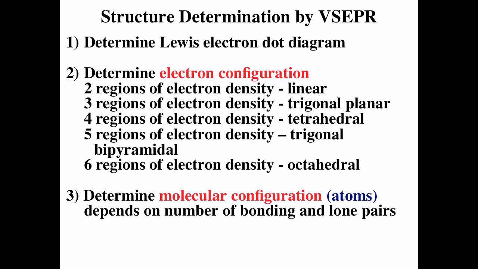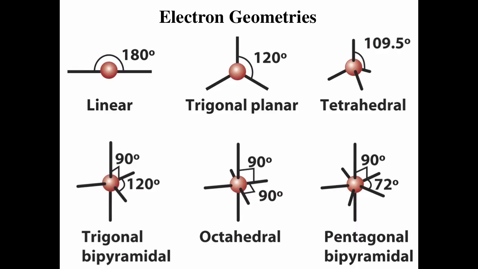Molecular configuration or molecular shape, you're just looking at the atoms. And so for electron geometries, if you have two regions of electron density, that would be linear with a bond angle of 180. If you have three regions, that would be trigonal planar with a bond angle of 120. Four regions, 1, 2, 3, 4, that would give you bond angles of about 109.5. That's tetrahedral. 5 regions is trigonal bipyramidal, and you have bond angles of 90, 120, and 180.